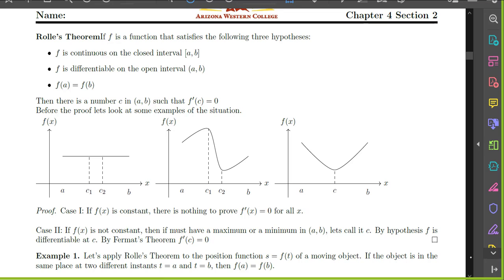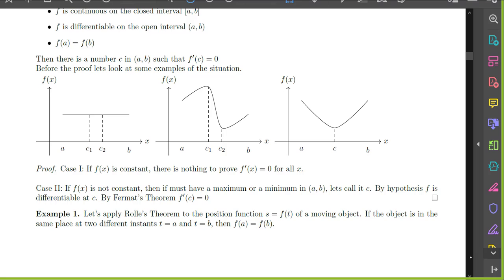In section 4.2, we're going to be talking about a couple of theorems. The first one we want to talk about is Rolle's theorem. Rolle's theorem says if f is a function that satisfies the following three hypotheses: f is continuous on a closed interval [a, b], f is differentiable on the open interval (a, b), and f of a equals f of b, then there is a number c in (a, b) such that f prime of c has to equal 0.